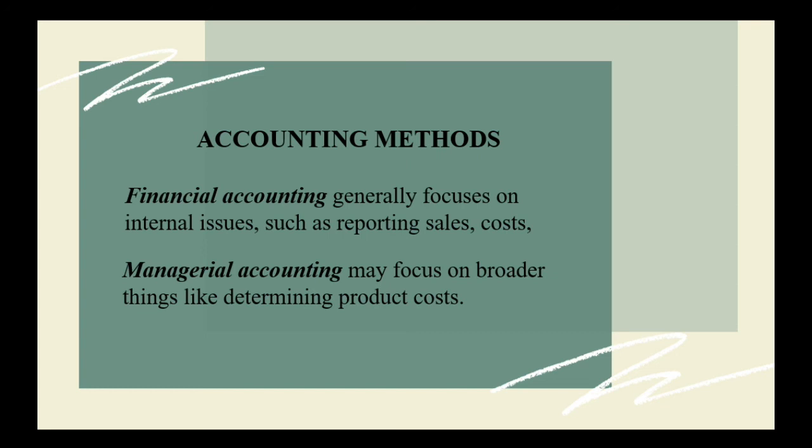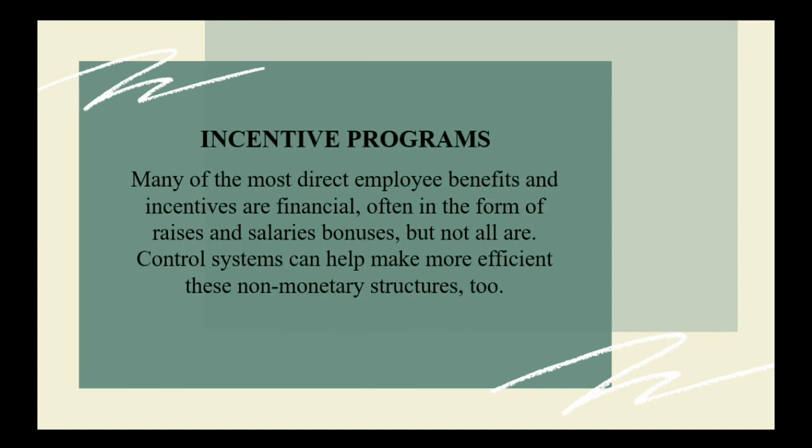Now let's proceed to incentive programs. Many of the most direct employee benefits and incentives are financial, often in the form of raises and salary bonuses. But not all are. A control system can help make these non-monetary structures more efficient too. Directors are often in charge of coordinating activities with human resources to generate employee incentives for work well done, and for higher upper-level managers.